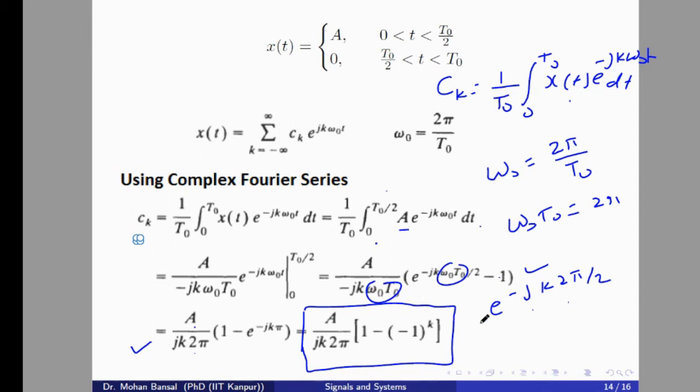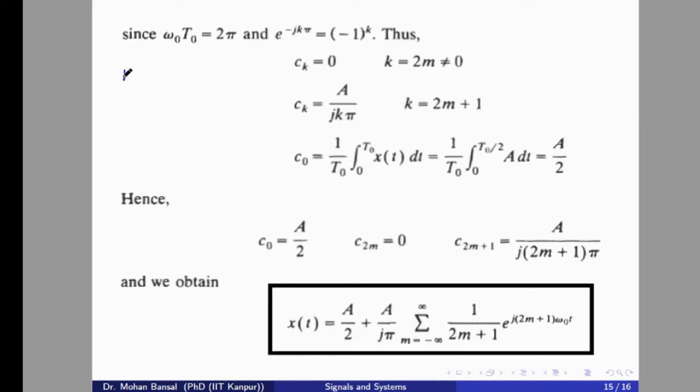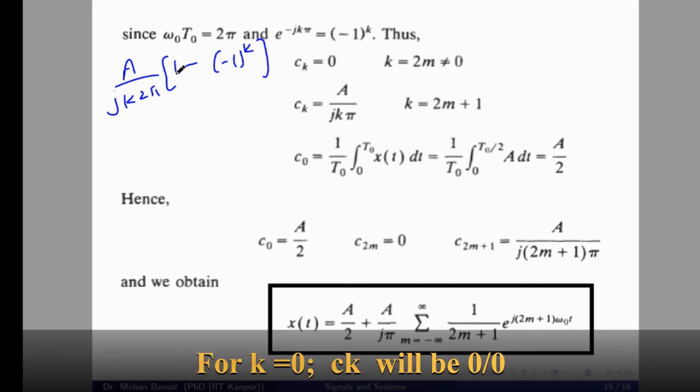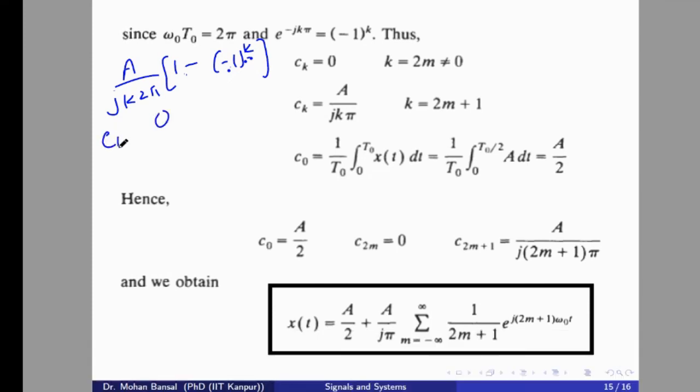Now how will we simplify it? We'll substitute different values of k, and we will see what value we are getting for c1, c2, c3, c4, for odd values of k and even values of k. So we have A divided by jk2π into 1 minus (-1) to the power k. This is the expression we have. For k equal to 0, if you substitute k equal to 0 here, you will get 0. And for k even, in such case, it will become 0. So c_k will be 0 for k even.